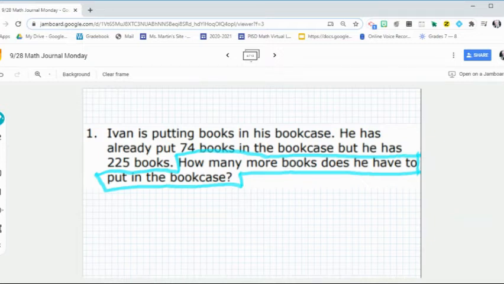Second, let's underline the important information that they give us. He's putting books in his bookcase. He has put away 74 books. Ooh, that's important. But he has 225. That's also very important.